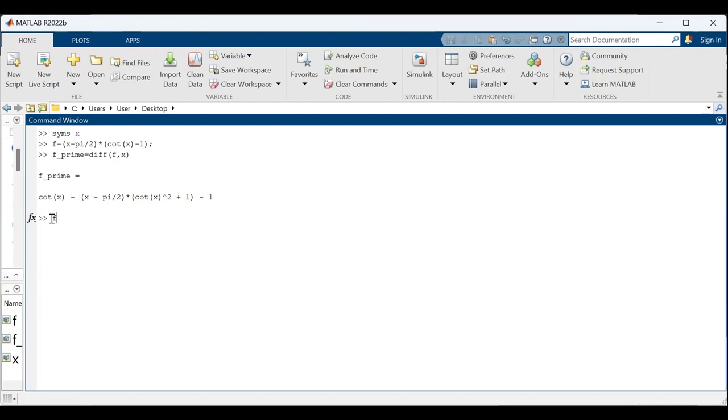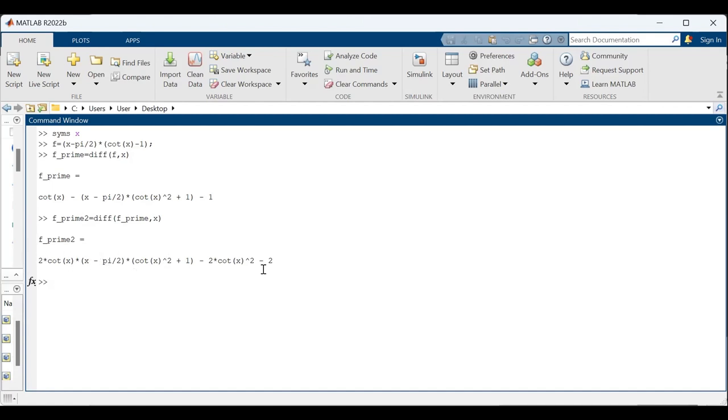And also, I'll need to find the second derivative of that. So I'll call this f prime 2. I'm just calling it like that; you can call it whatever name you want to use for the second derivative. Again, I have to differentiate. Which one am I differentiating this time around? F prime, with respect to x. So this is what I'm getting as the second derivative, according to MATLAB.